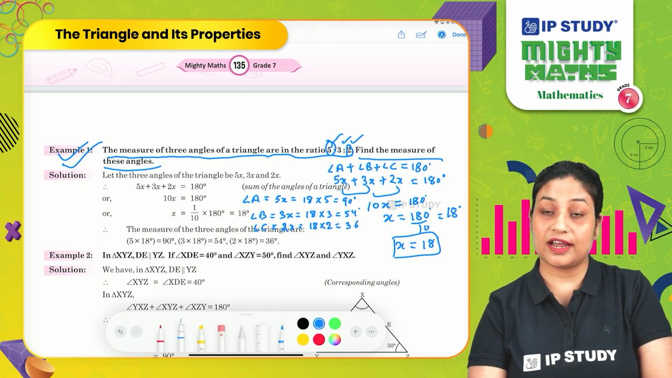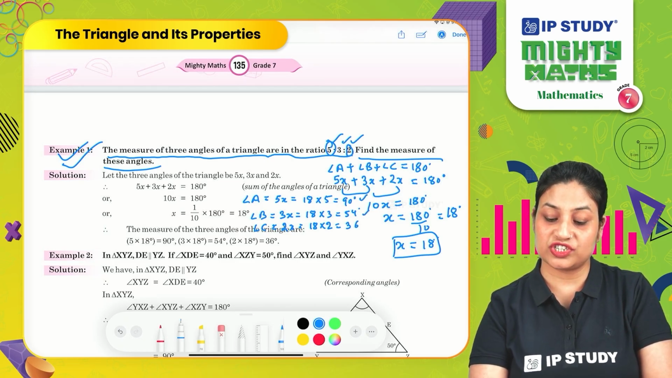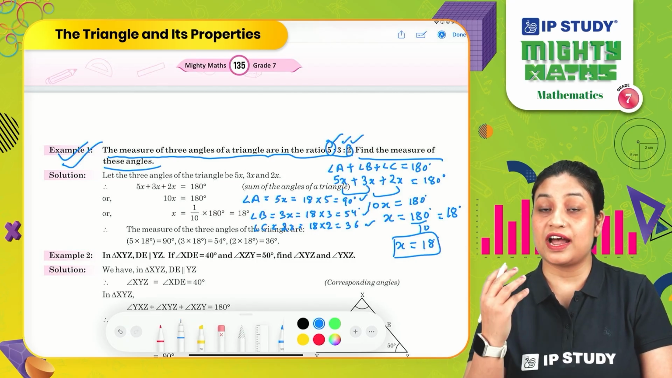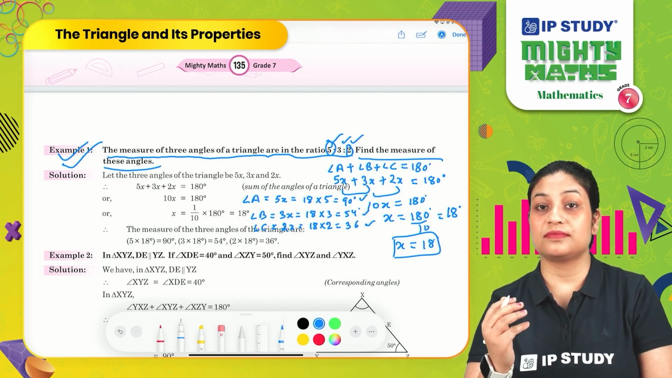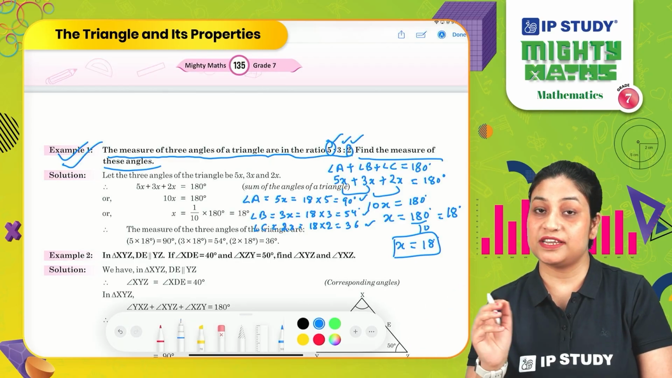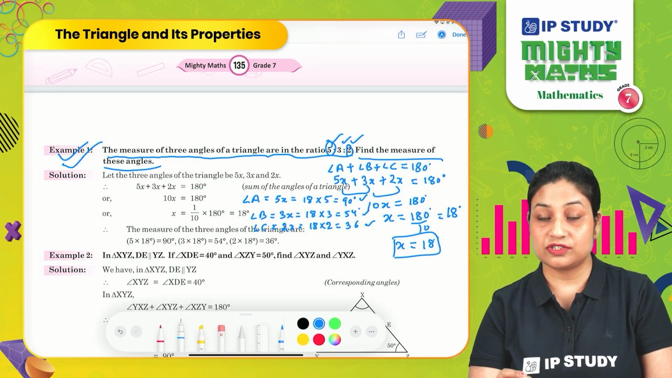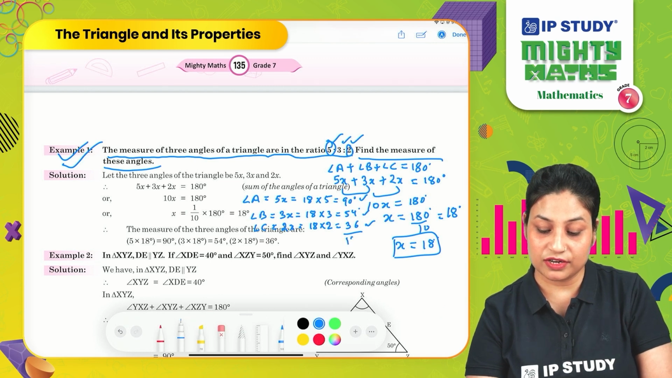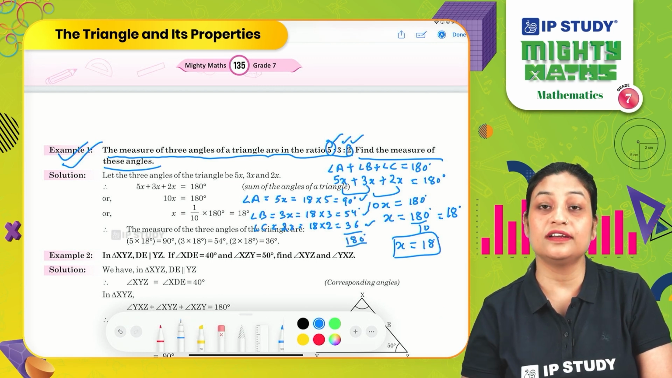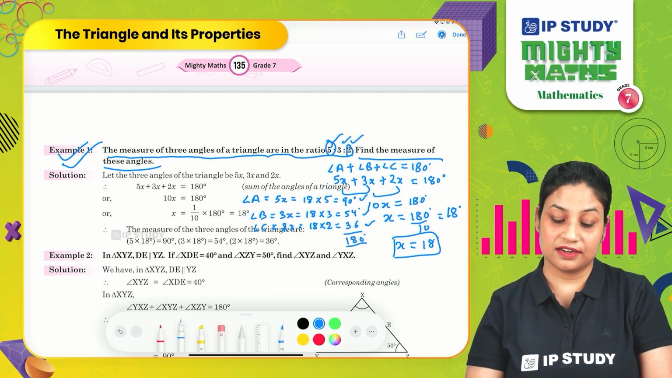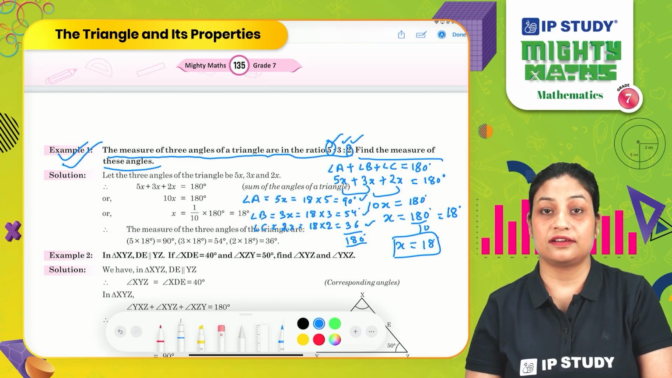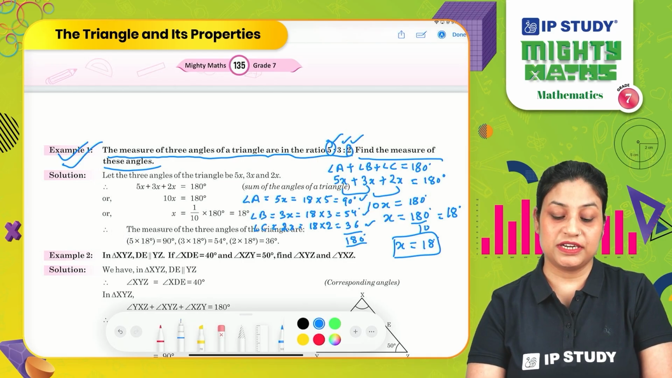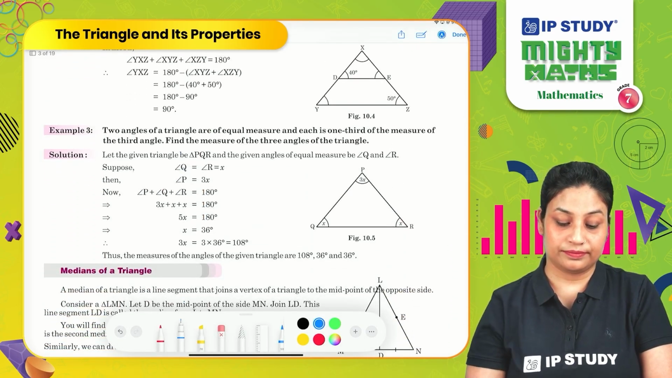Now students, I got my three angles. Now I have to check if my answer is correct or not. So what will I do? I will add all the three angles. If the sum comes out to be 180 degrees, it means that my answers are correct. So let's do it. If you add all these, what will you get? You will get 180 degrees only, right? It means that my answer is correct. So I hope you have understood this example. Now, let me take one more example for you.